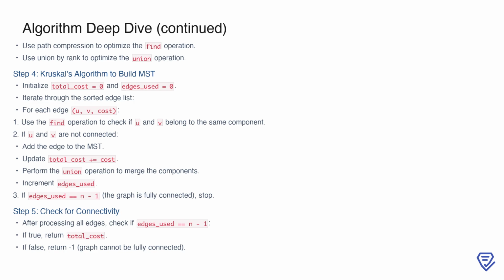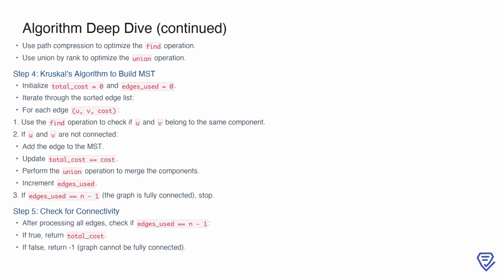With the data structure in place, we can now implement Kruskal's algorithm to construct the minimum spanning tree. We start by initializing two variables, total_cost to track the cumulative cost of the edges added to the spanning tree and edges_use to count the number of edges in the tree.